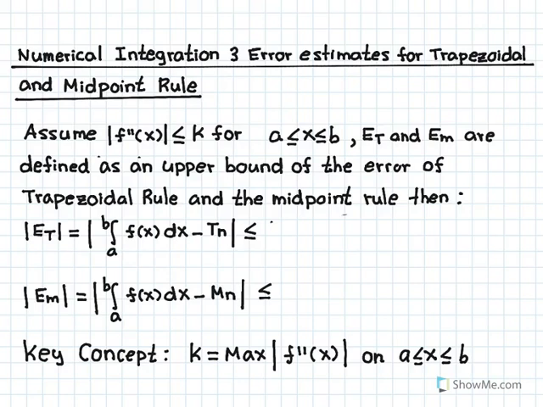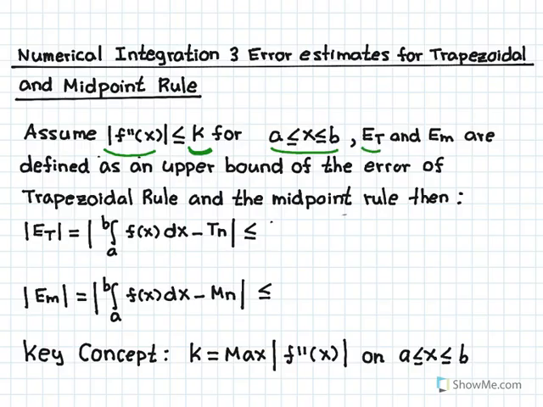In this video, we're going to look at error estimates for trapezoidal and midpoint rule. That is, we're looking for an upper bound on the error of approximation. Let's assume that the absolute value of f double prime of x is less than or equal to k for x in the interval a to b. So k is a maximum of the second derivative of the function on the interval a to b.